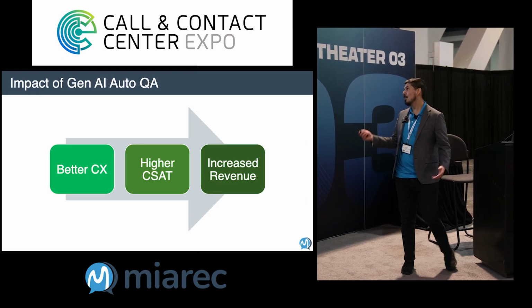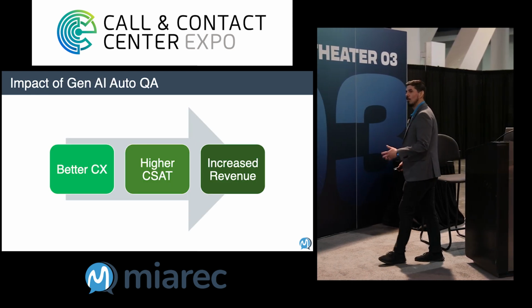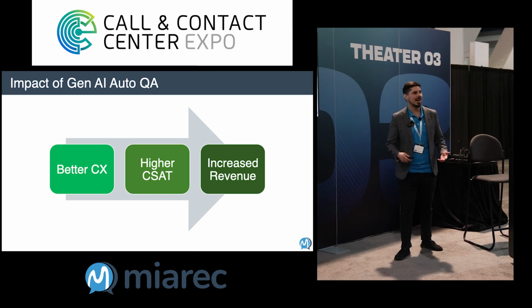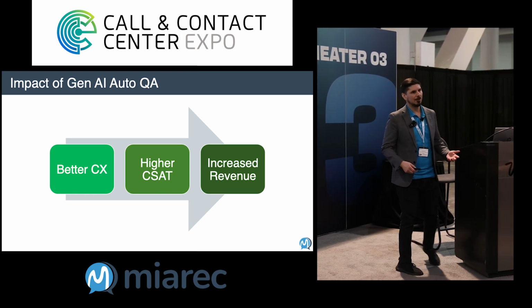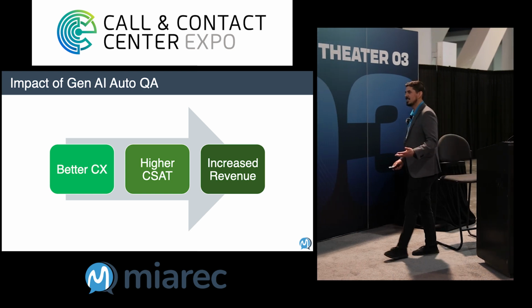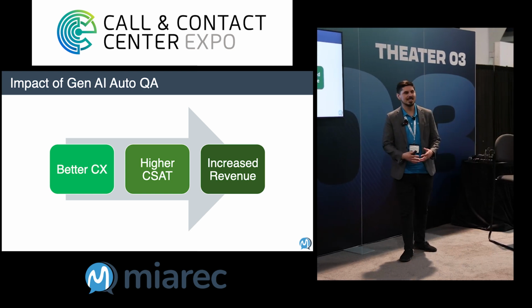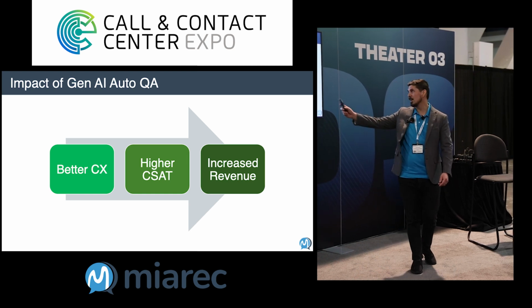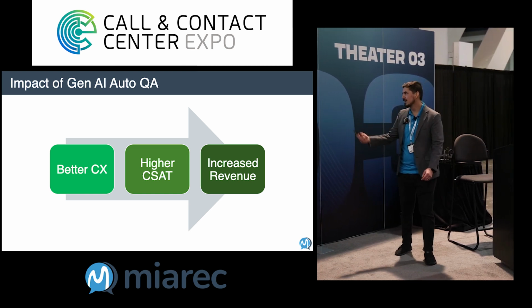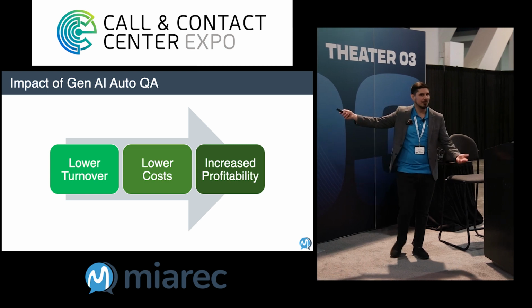But yeah, that's just a really quick overview of how you can use generative AI in your QA. And it basically solves for all those problems we talked about earlier, right? So instead of worse CX, we're going to get more insights into performance. We're going to have a better trained staff. So we're going to be able to provide better CX, higher CSAT, which leads to increased revenue, right?